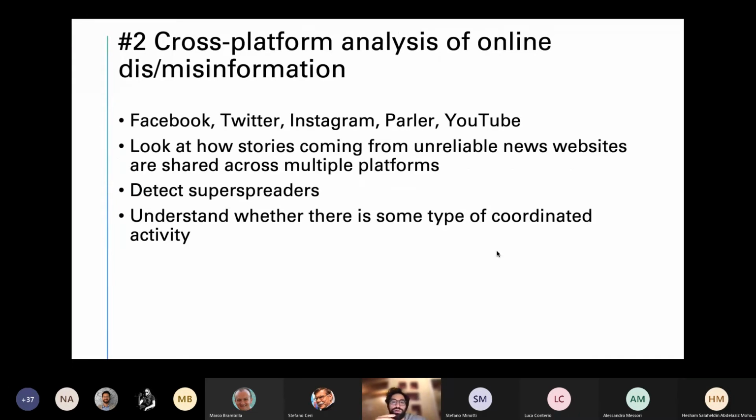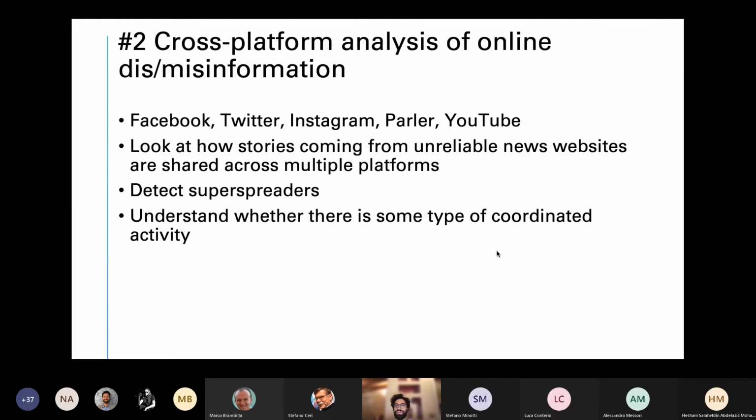More in general, I would like to investigate how online disinformation spreads on different platforms. So from Twitter and Facebook, which are the most popular ones in the research community, but also Instagram, Parler, which is a far right-wing social network, which has become very popular after the Capitol Hill storming events, and of course YouTube. And it would be nice to understand how the same story is propagated across multiple platforms, and to detect the presence of potential super spreaders.